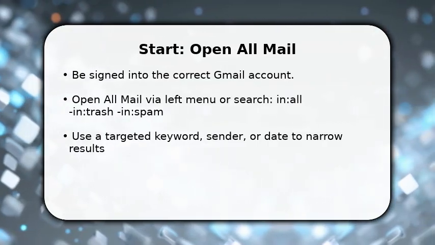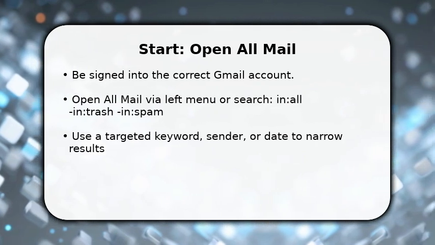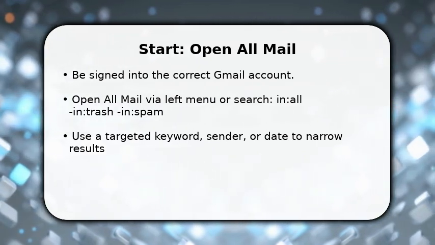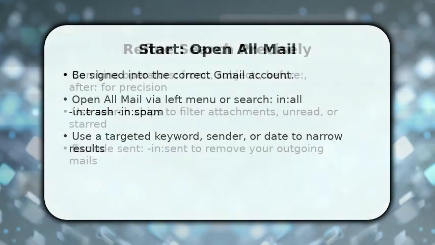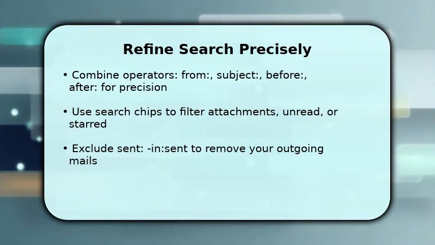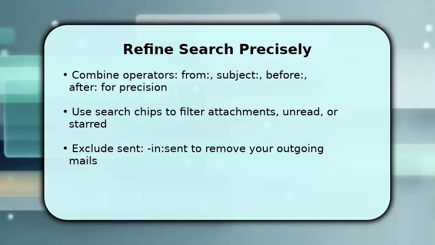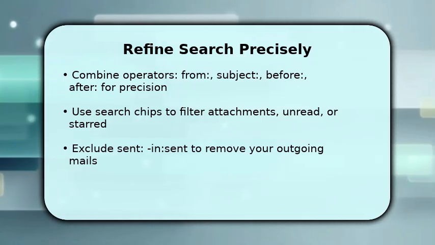Now refine the results to isolate the archived email you need. Add operators like from:alice@example.com or subject:invoice and narrow with before:2025/01/01 or after:2024/01/01. Once done, use the search chips under the box to filter attachments or unread messages.